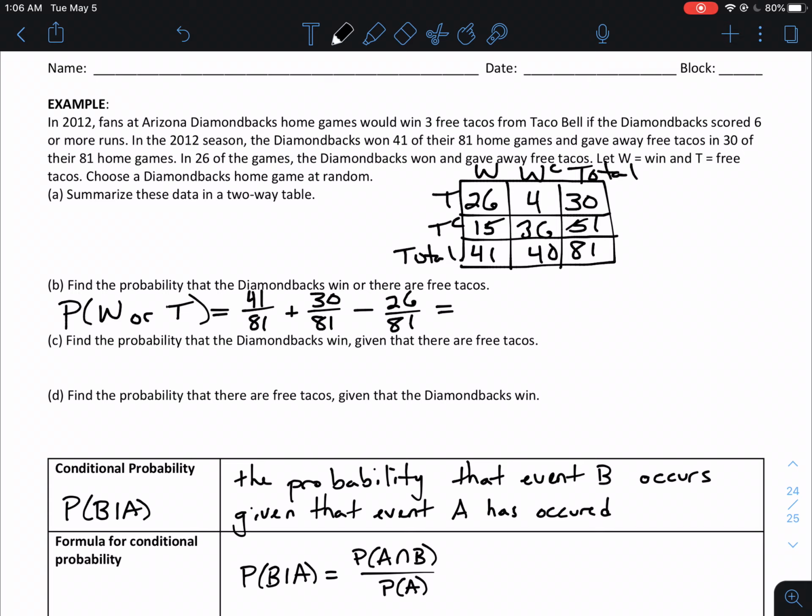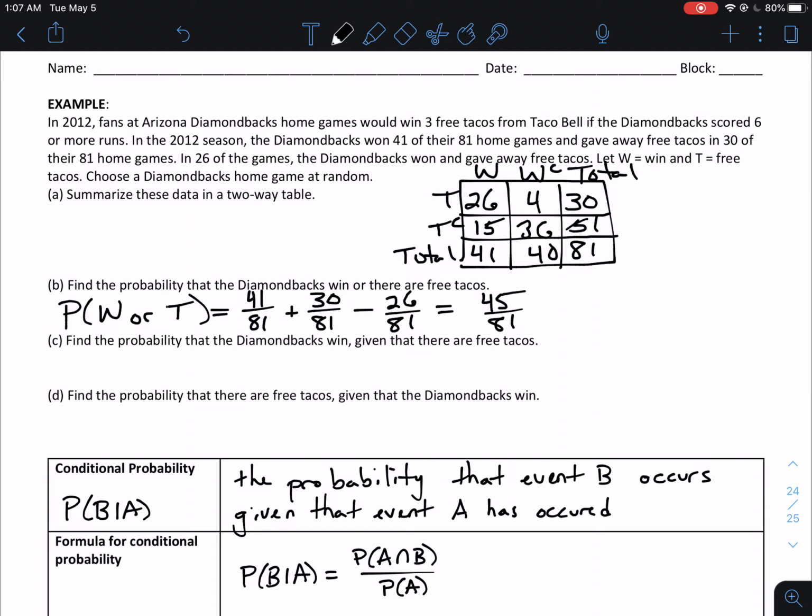Really what you want to think about there when you're finding that probability is you're taking this column plus this row, but then you're subtracting away the overlap where it would have had to have happened twice. So that's kind of a good way to think about that general addition rule, is to think about it in terms of the table. So let's see, 41 plus 30 is 71, minus 26 is 45 out of 81, and I'll just leave it as a fraction. If you want to change it to a decimal, feel free.